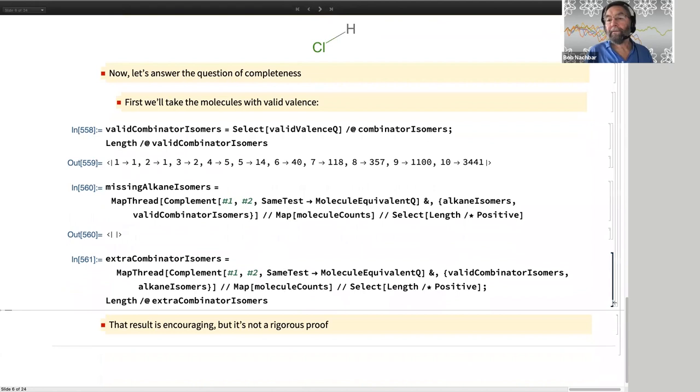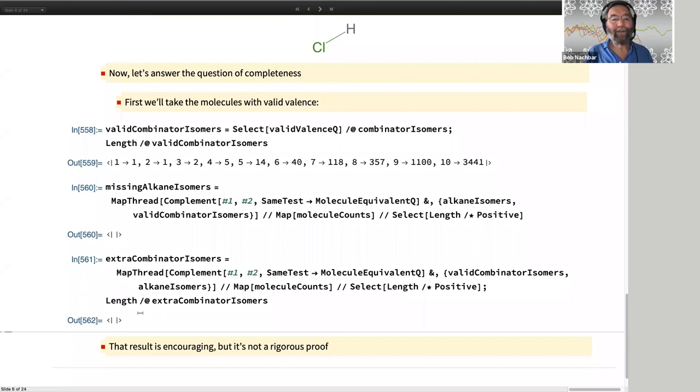Takes a little bit longer here because there are a lot more combinators that we need to eliminate. Okay, so that list is empty. So this is good. It's not a rigorous proof that the combinators span the space, but it's a very good demonstration, at least up to size 10. And we'll let that go for now.